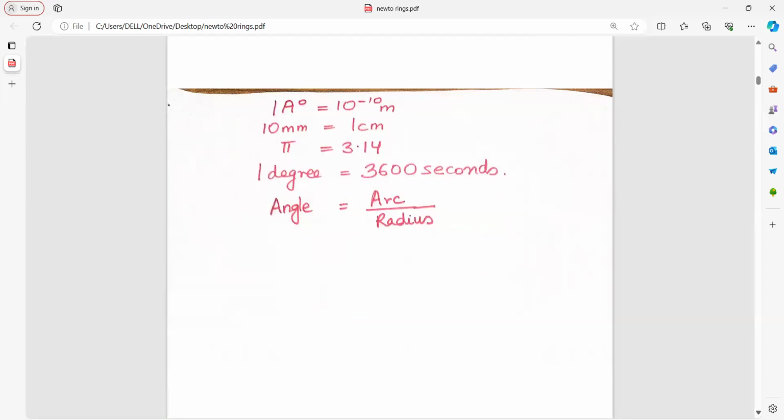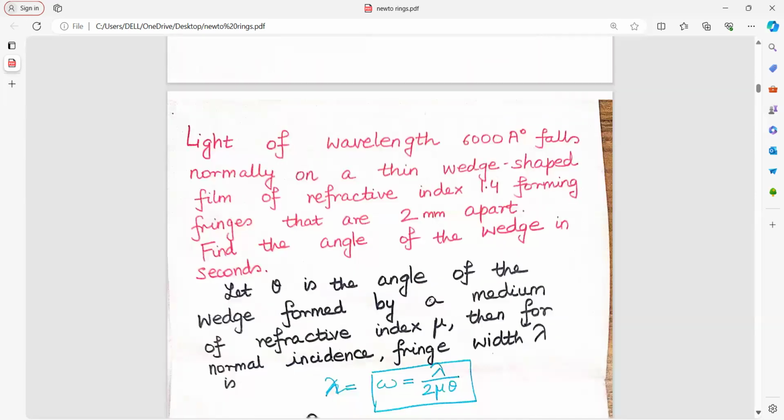A few constants which you should know before starting numericals on Newton ring are: 1 angstrom is 10 to the power of minus 10 meter or 10 to the power of minus 8 centimeter. 10 millimeter is 1 centimeter. Pi is 3.14. 1 degree is 3600 seconds, and one general formula: angle is equal to arc upon radius.